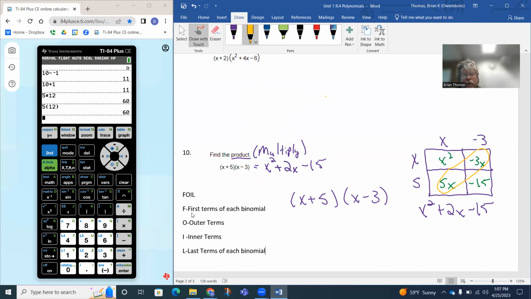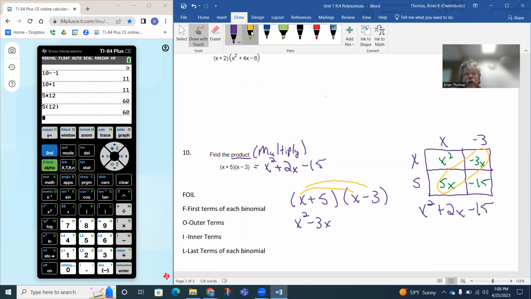the F in FOIL stands for the first terms of each binomial. So you want to multiply the x times the x together. That's going to be what's called the first terms. And that's going to give us then this x squared. And then you want to multiply the x to the -3, and that's going to give me a -3x.